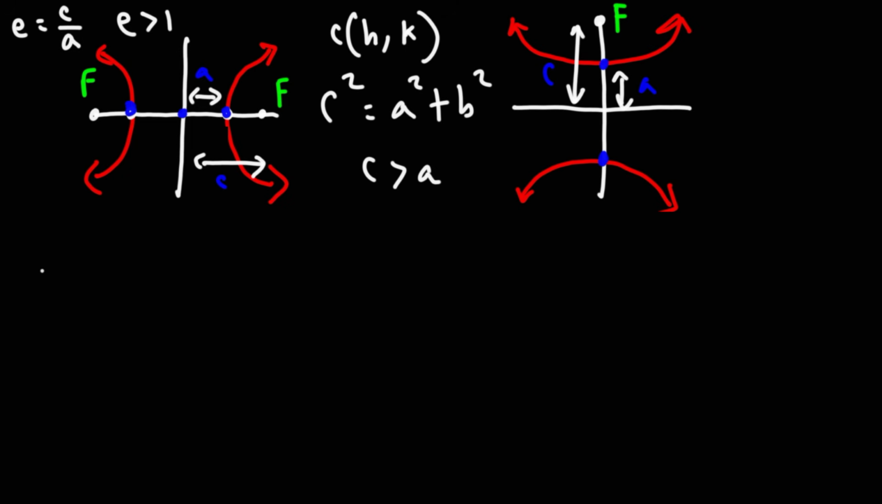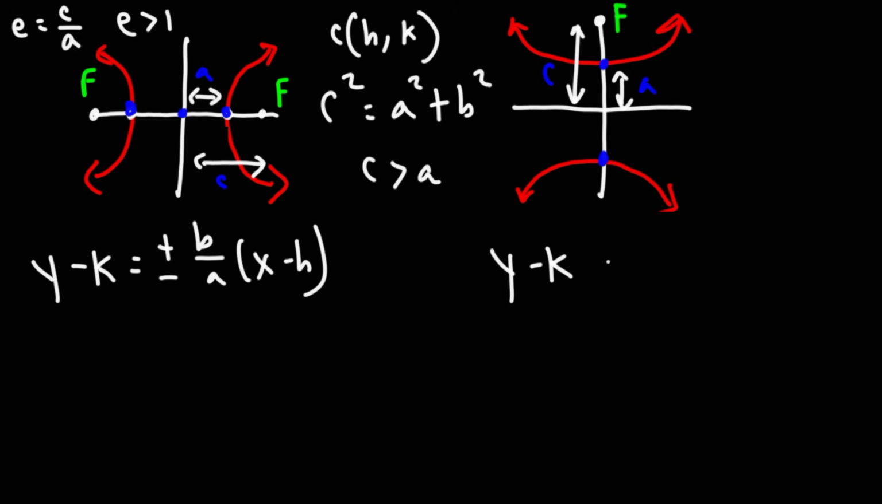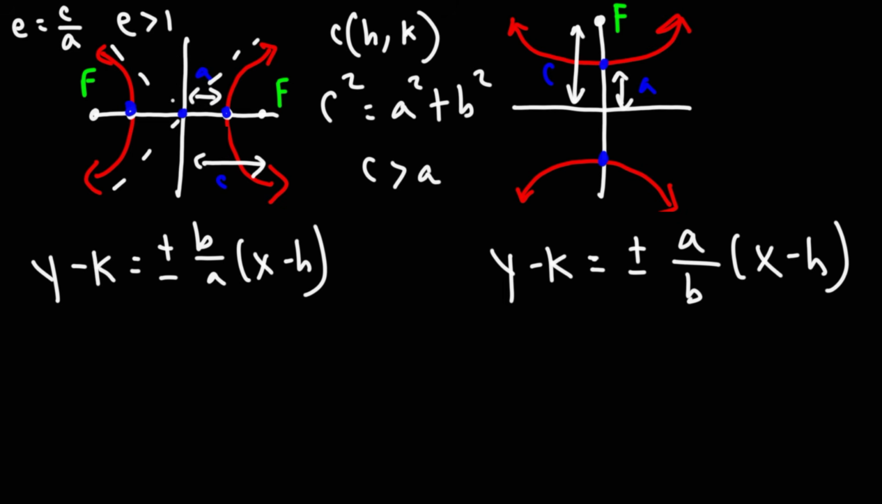Now, the equation of the asymptotes is going to be y minus k is equal to plus or minus b over a times (x minus h). For the one on the right, the slope is going to be inverted. So instead of plus or minus b over a, it's plus or minus a over b. But everything else will be the same. The plus or minus tells us that we have two asymptotes. Let me draw that again. So this here will be the positive asymptote, the one with the positive slope. And this one will be the one with the negative slope. And the same is true for this hyperbola.